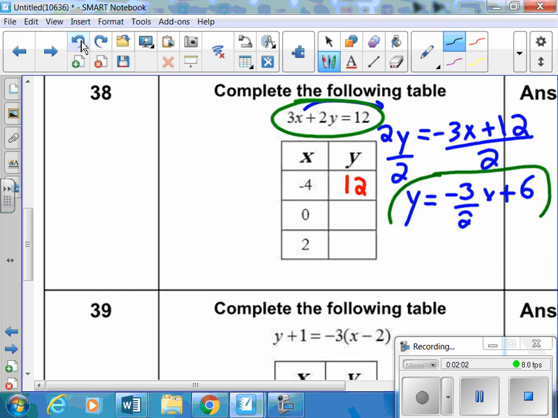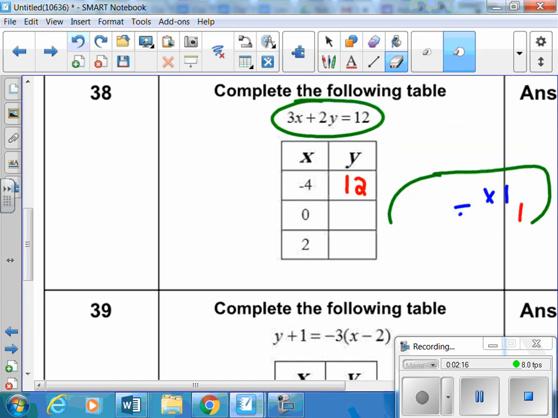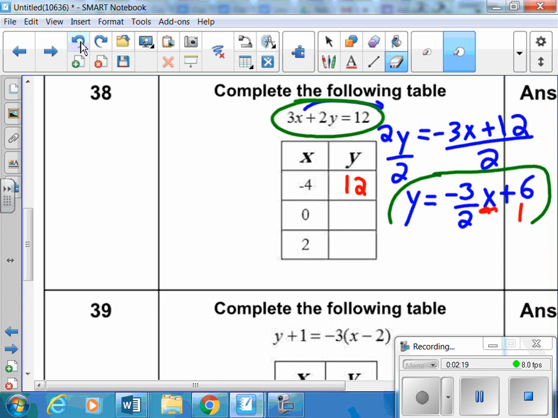Okay, so now let's do our next number. The next number is 0. Now that's going to be easy to plug in because if we plug in 0 for x right here, 0 times all of this is just 0. And then you take 0 plus the 6 that you have on the end, and that's just going to be 6.